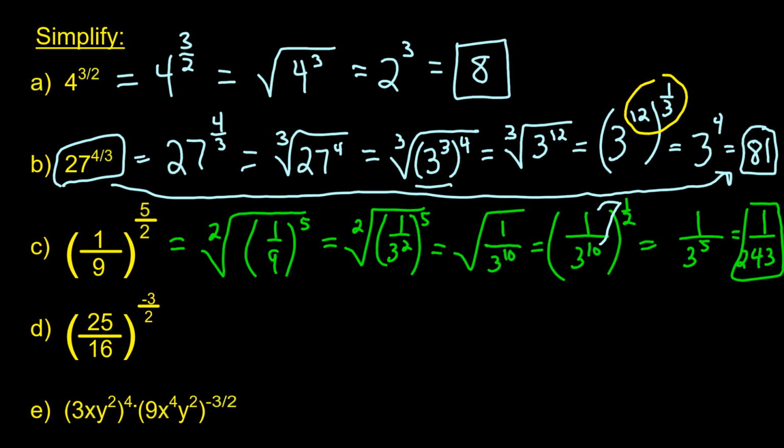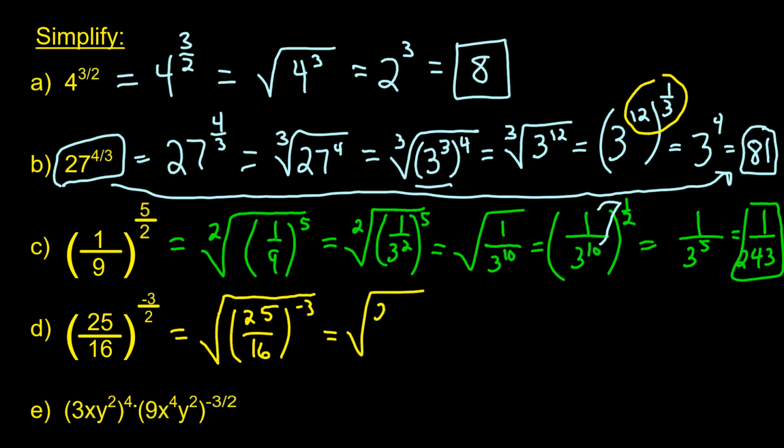All right. And so we got 2 left here. They're obviously getting progressively more challenging here. So this is the -3 over 2 power. So it's going to be the square root of 25 over 16 to the -3 power. All right. So this -3 power is going to affect both the top and the bottom. So I'm just going to rewrite that as 25 to the -3 over 16 to the -3.